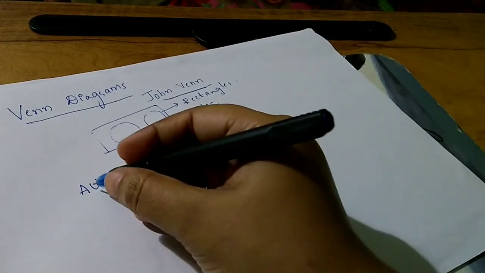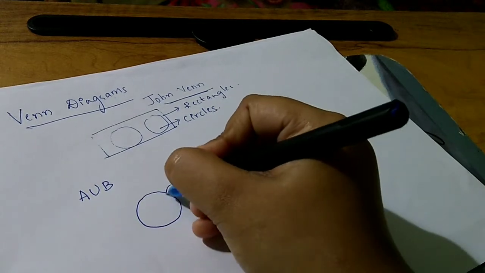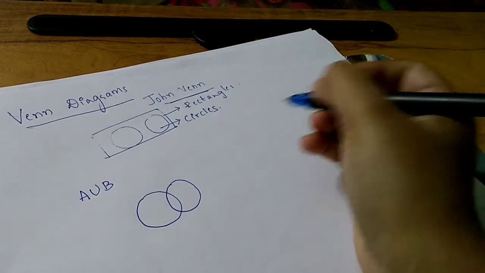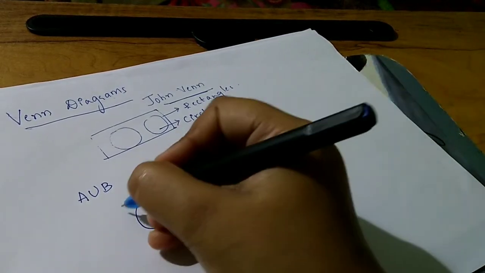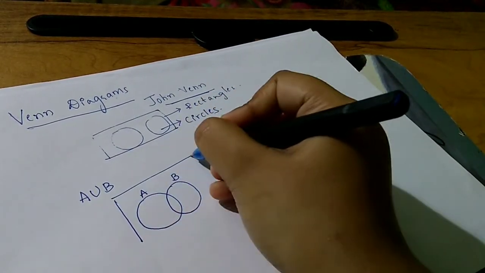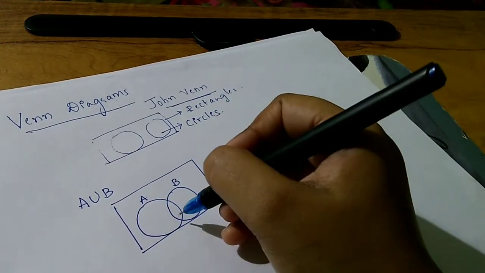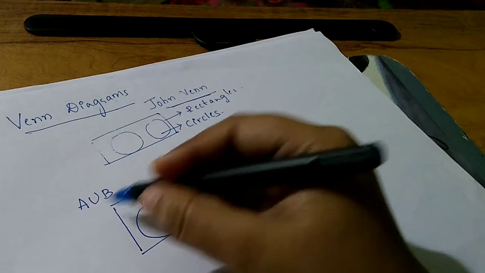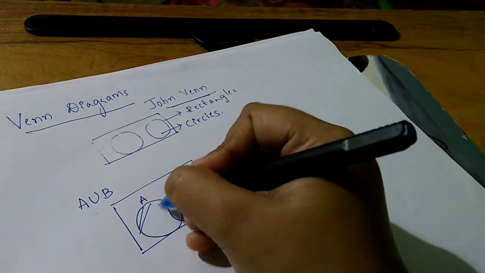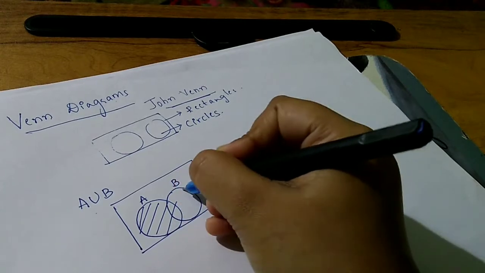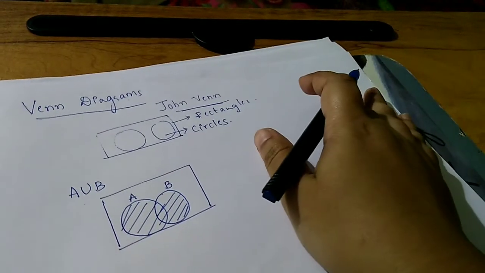So first let me tell you A union B. How to represent A union B? First you have to take two sets like this. This will be set A, this will be set B. Then you have to enclose this within a rectangle. A union B means what? The set of all elements which are there in A and which are there in B. So you have to shade this portion. So this will be A union B.